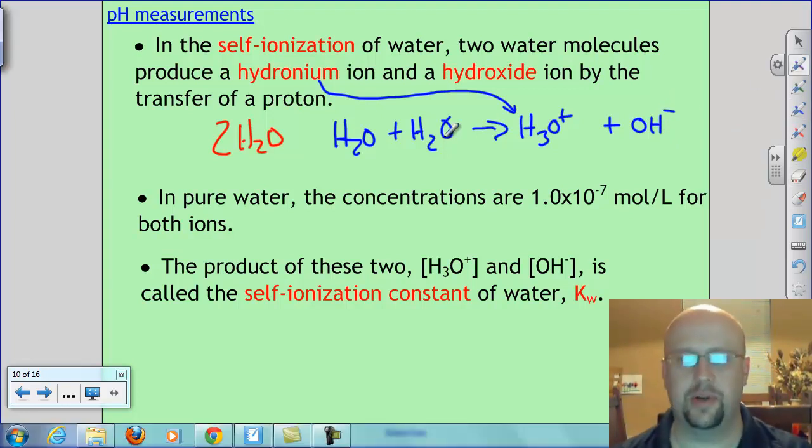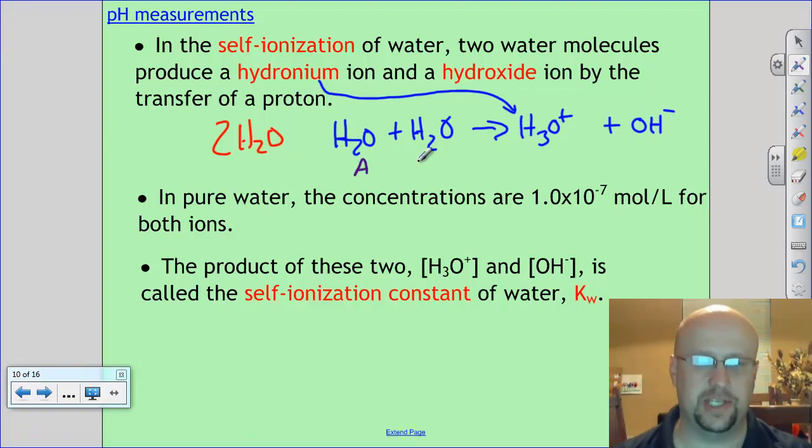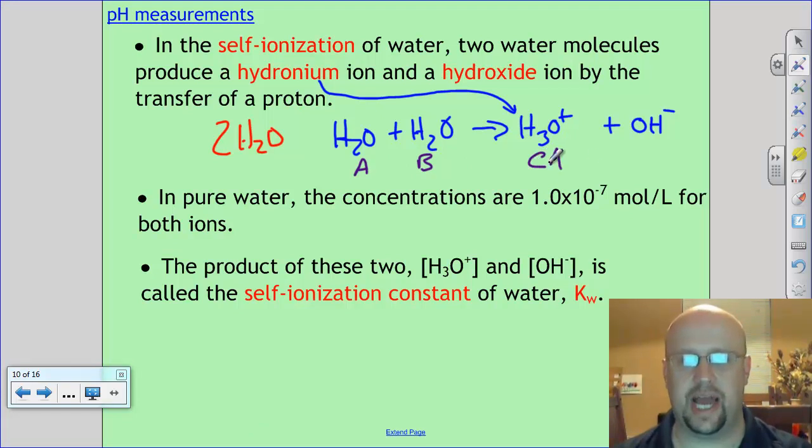So what does all the terminology here mean? That means that essentially one of these, and it doesn't really matter which one, is an acid and one's a base. This becomes the conjugate acid of the base, and this becomes the conjugate base of the acid. So this turned into this, and this turned into this, and that's what we got.